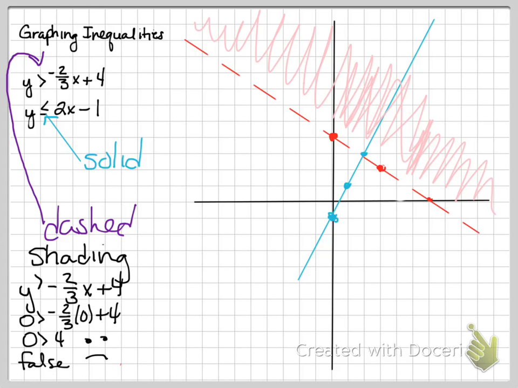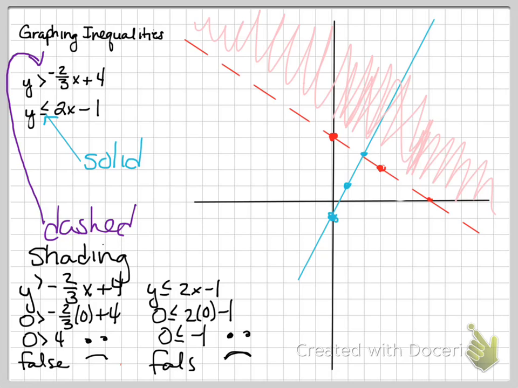Now I need to do the same for my other equation. And that one is y is less than or equal to 2x minus 1. Again, use 0, 0. It's an easy one to work with. Is 0 less than or equal to 2 times 0 minus 1? Is 0 less than or equal to negative 1? No, that one's bad too. So I need to run away from 0, 0 on my blue line.